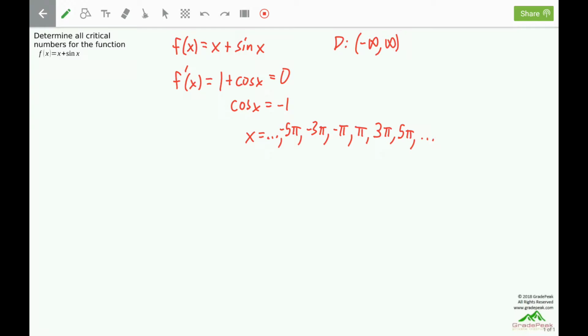Each one of these is an odd integer times pi. One way to make an odd integer is the statement of 2n plus 1, where n is any integer. If you multiply it by 2, it becomes even. If you add 1 to it, it will always be odd. 2n plus 1 times pi, where n equals any integer.